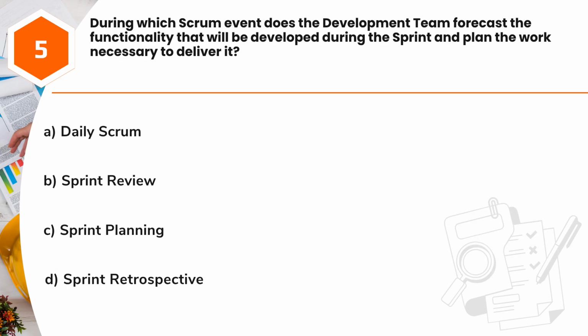Question 5. During which Scrum event does the development team forecast the functionality that will be developed during the sprint and plan the work necessary to deliver it? A. Daily Scrum. B. Sprint Review. C. Sprint Planning. D. Sprint Retrospective.